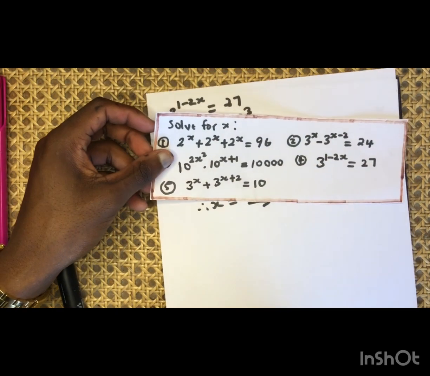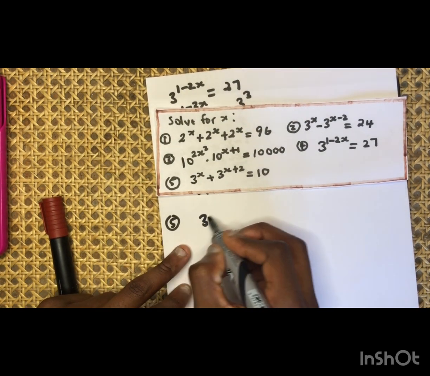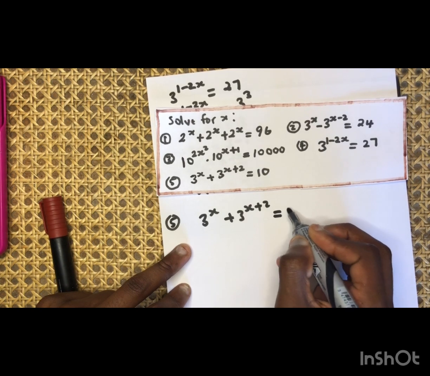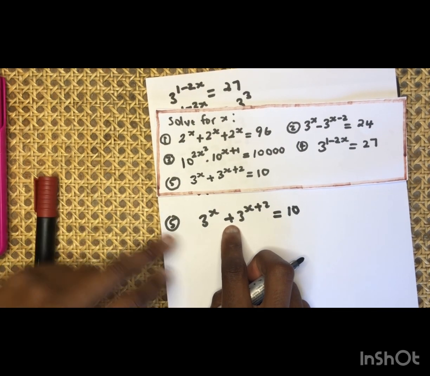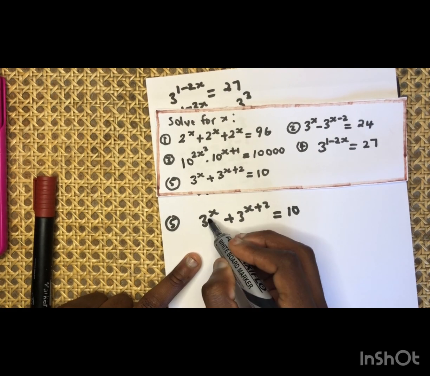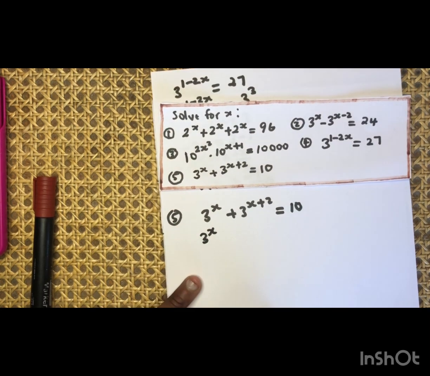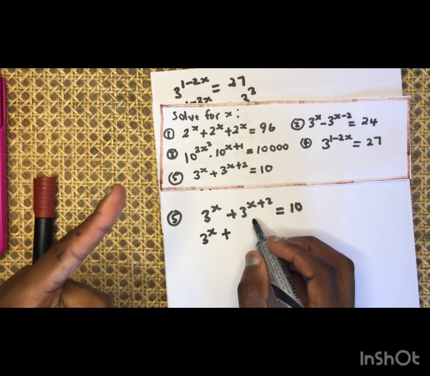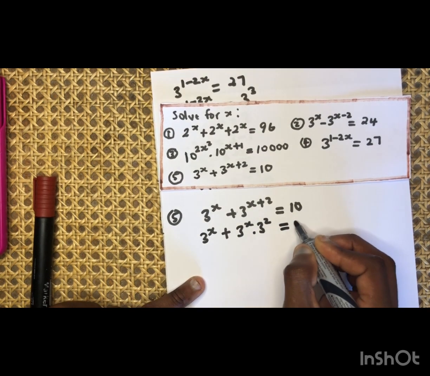So let's do the last question. The last question, guys, is number 5. So we have what here? 3 to the power x plus 3 to the power x plus 2 equals 10. This question, guys, is similar to number 2, but the only difference here is the sign in between the bases. So this one is already a prime number. There's nothing that we can change here. So I'm going to keep 3 to the power x as it is. But here, to keep the sign, I need to split this one using law number 1, laws of exponents. So it's going to be 3 to the power x times 3 to the power 2 equals 10.